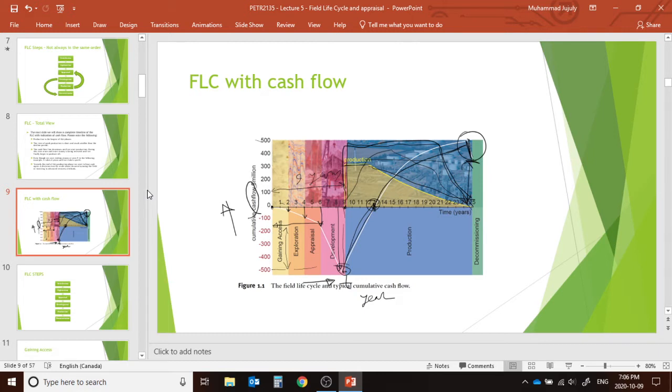Okay, so in decommissioning also we probably need to invest some money. So I mean, this should be the real curve we'll actually have. All right, clear? So this is how the cash flow in the field life cycle actually works.